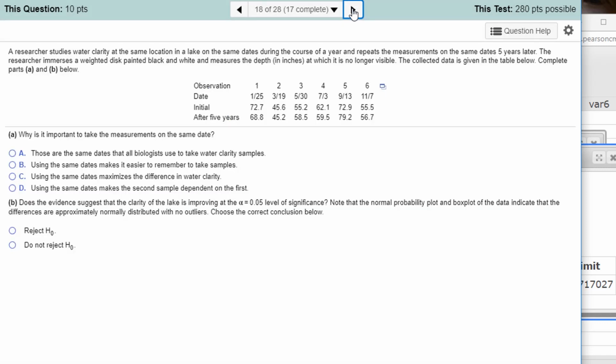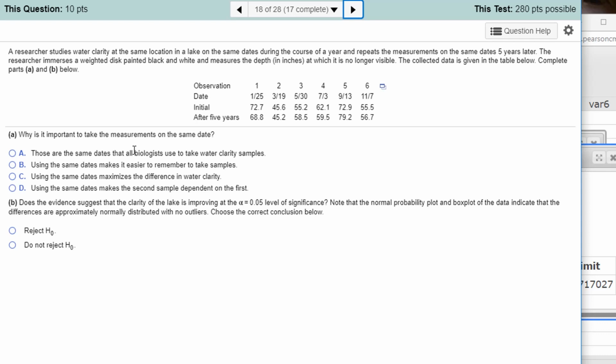A researcher studies water clarity at the same location in a lake on the same dates during the course of a year and repeats the measurement on the same date 5 years later. The researcher immerses a weighted disc painted black and white and measures the depth in inches at which it is no longer visible. The collected data is given in the table below. Complete parts A and B. Well, okay, so we've got paired data because you're taking it initially and then after 5 years, but it's the same day of the year. So it's paired data. Why is it important to take the measurements on the same date?